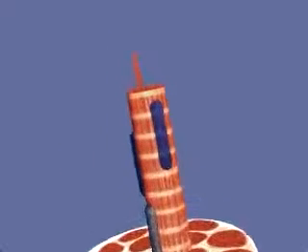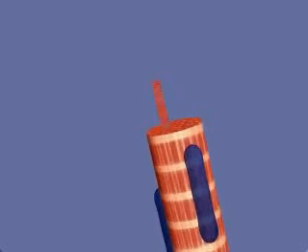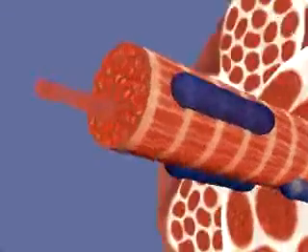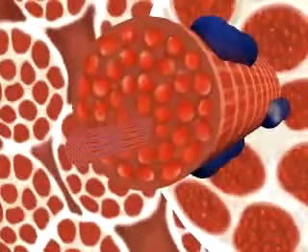Skeletal muscle fibers or cells are multinucleated and striated in appearance. Muscle cells are composed of subunits called myofibrils. Each myofibril is made up of several myofilaments.